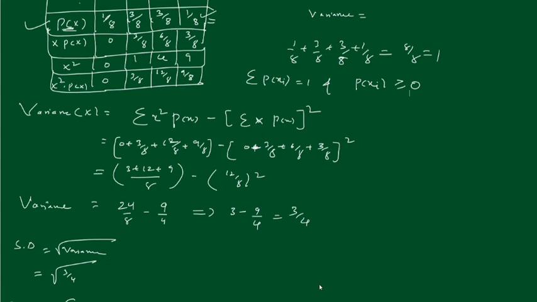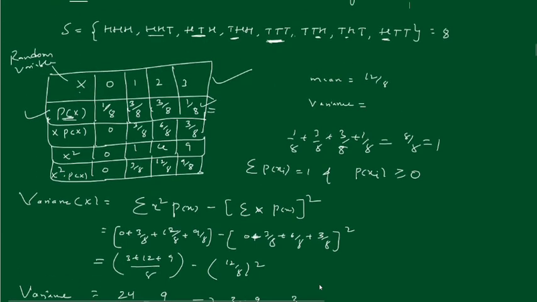Mean and variance have been removed, deleted this year. They reduced the syllabus by removing mean as well as variance. But just for your knowledge, I have explained the formula for mean as well as variance, right?